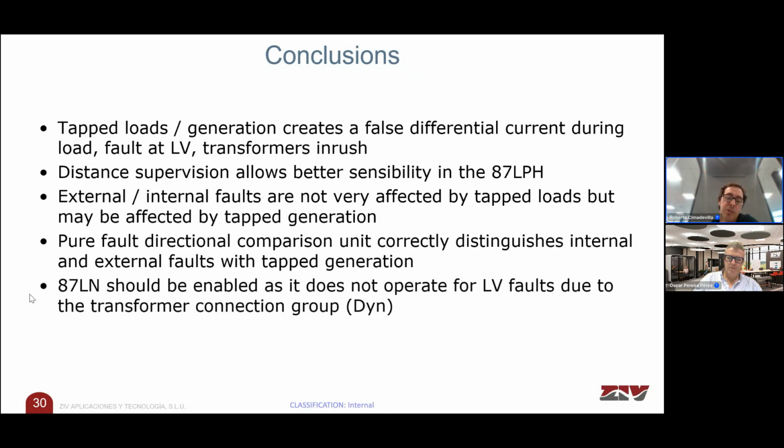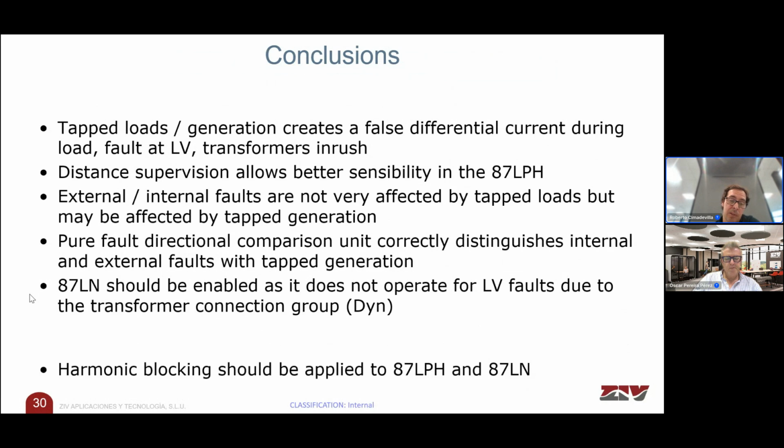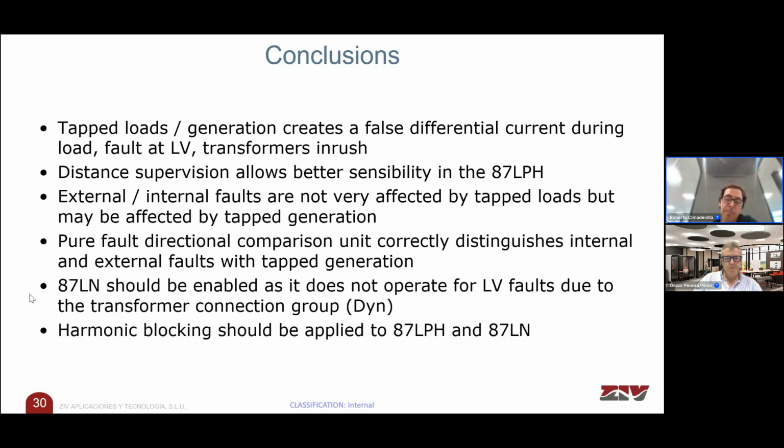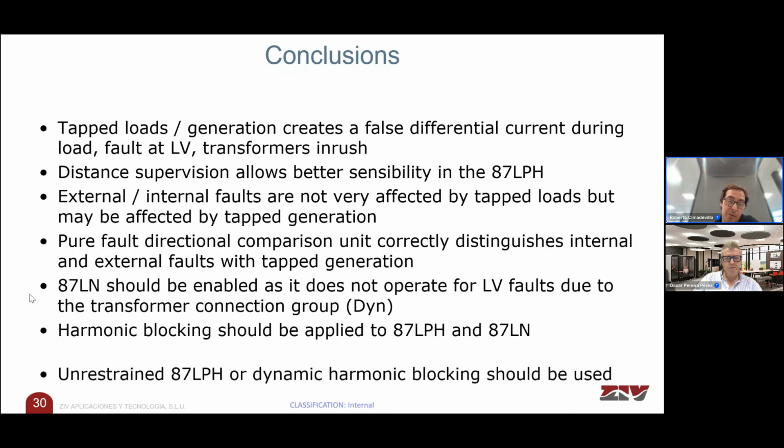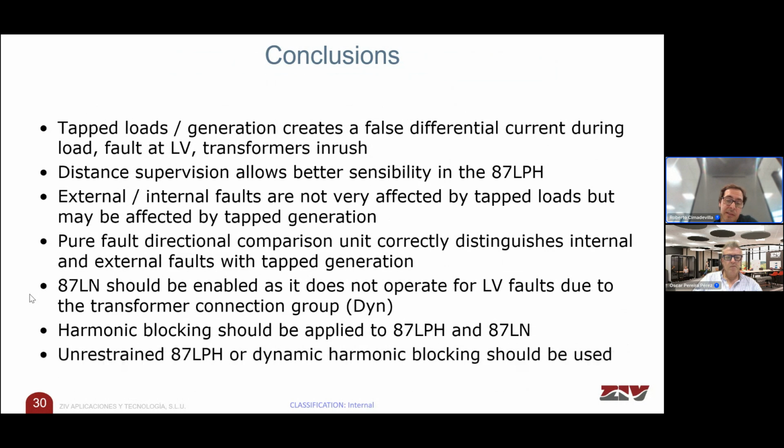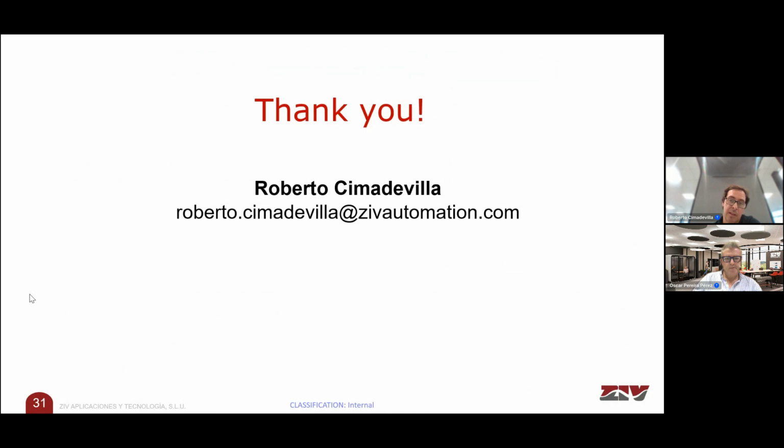And a neutral differential unit should be enabled as it does not operate for low voltage faults due to the transformer connection group, delta Y. Harmonic blocking should be applied not only to the phase differential unit, but also to the neutral differential unit. And unrestrained phase differential unit should be used to detect internal faults with CT saturation. And this is everything. So I wait for the questions.